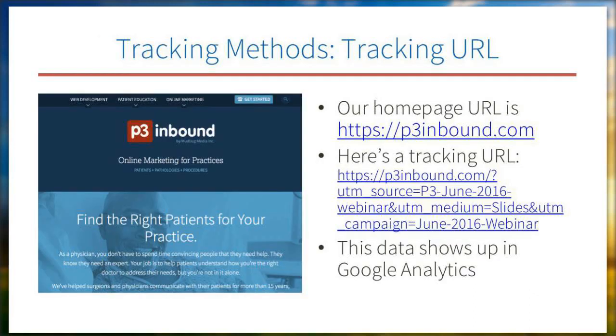Another method, and this one's a little geeky, so bear with me, is called a tracking URL. A URL is just another way of referring to your website address. Our homepage URL is p3nbound.com. Right below that, you'll see a very long URL with a lot of information in there. And what that does is help us know where the visitor came from.